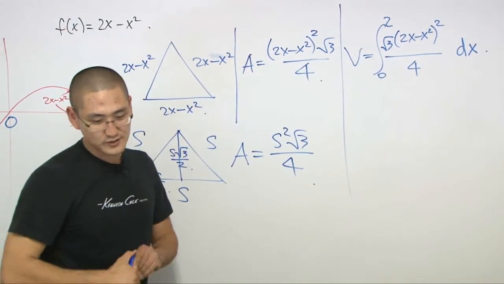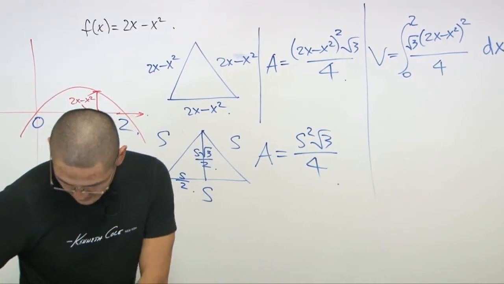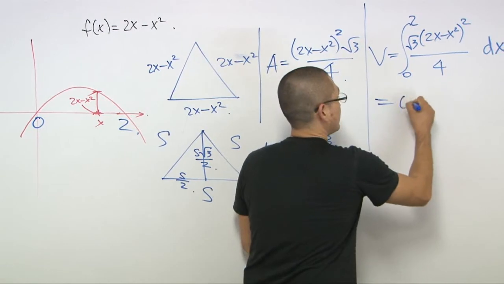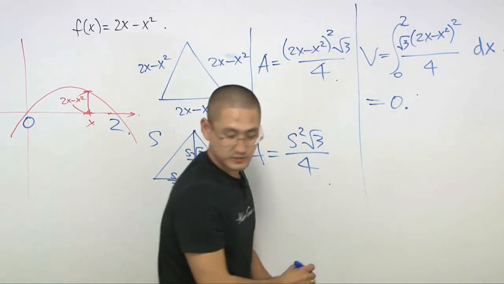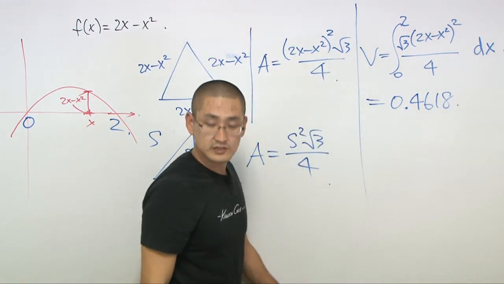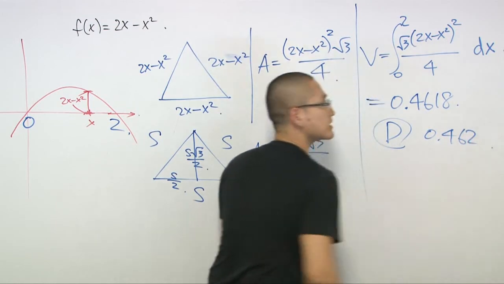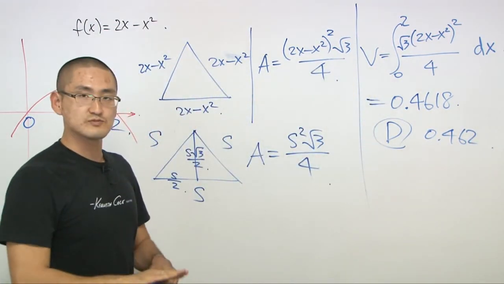And then once you use your calculator and put it in, you're going to get this number, 0.04618. Which is close to my answer, D. D says 0.0462. Good. Done, done, done. All right, let's move on to the next question.